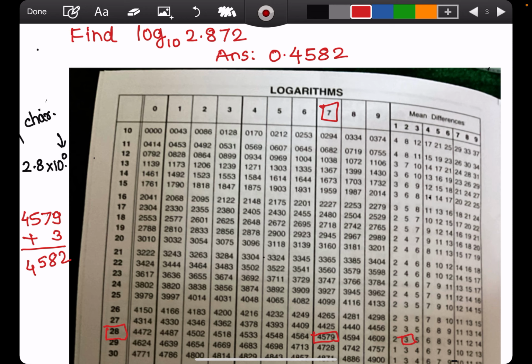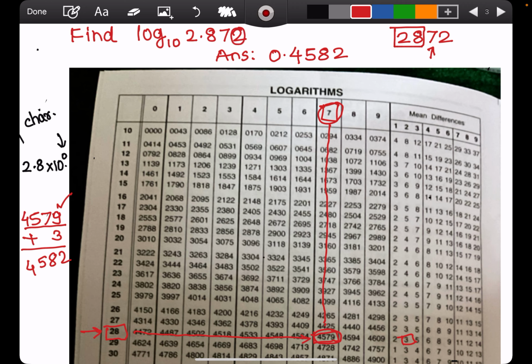What example have I taken? I need to find log of 2.872. Again, to find the mantissa, I write the number without the decimal, 2872. I take the first two digits, 28. I locate that 28th row, and the column is the 7th column. I move downwards in the 7th column up to the 28th row, and wherever I get that intersection, that becomes my mantissa, 4579.